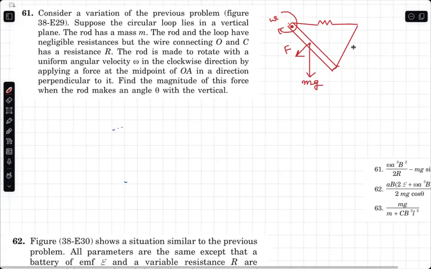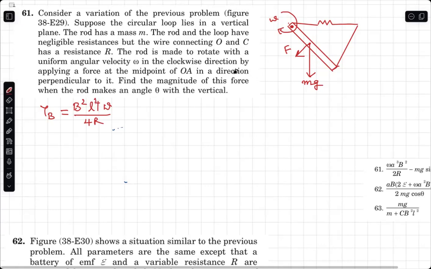I changed the instrument. Torque of B we have already done in the previous question. What is that? B square L power 4 omega by 4R. Any doubt till this point, boys and girls? L power 4, I made the same mistake earlier. Torque of B is done.